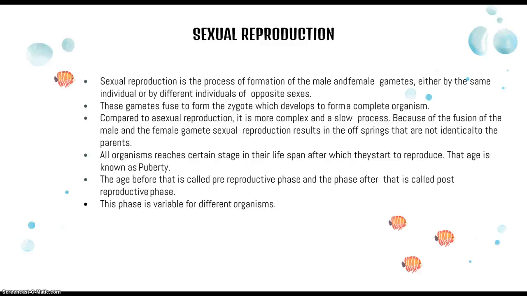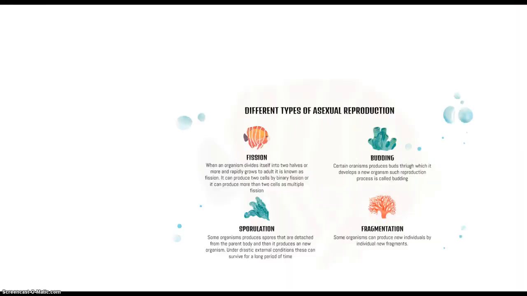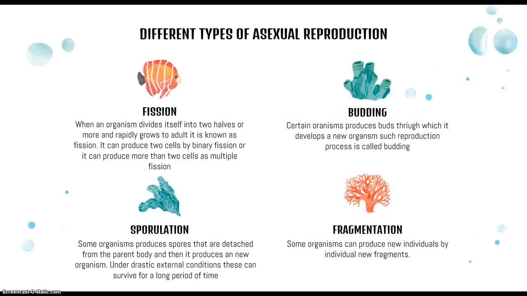Clear? So the stage of life at which it becomes sexually active or is able to reproduce is known as puberty. The stage before that is known as the pre-reproductive phase. The phase after that is known as the post-reproductive phase, and these phases are variable for different organisms. Now, we are going to talk about the different types of asexual reproduction. The first one is fission.